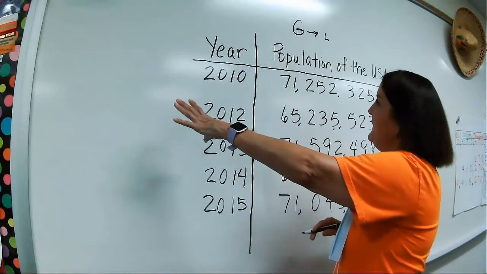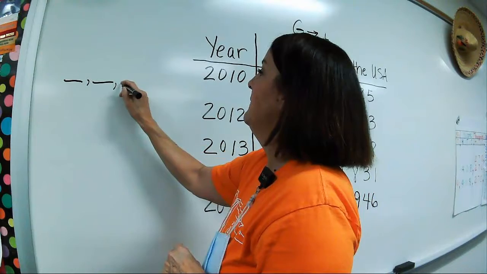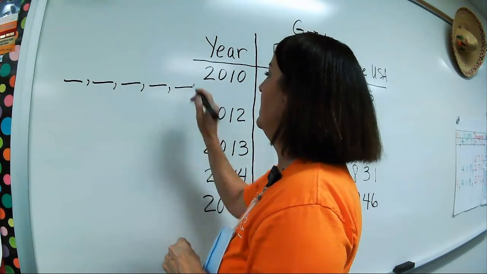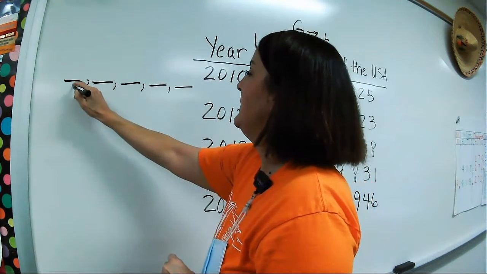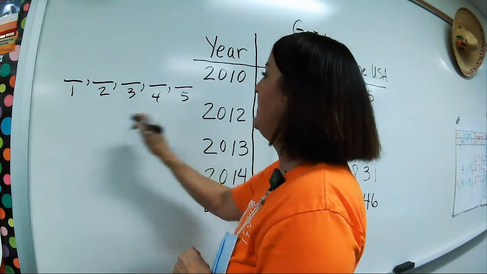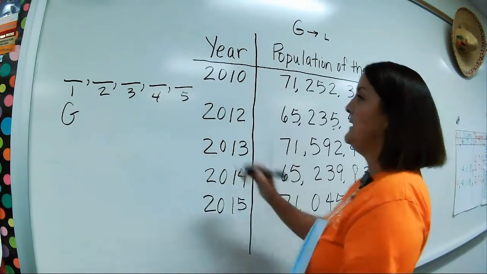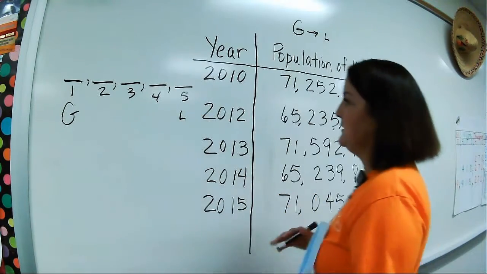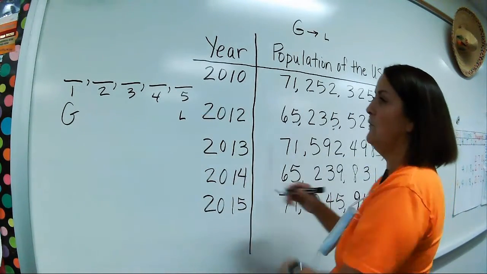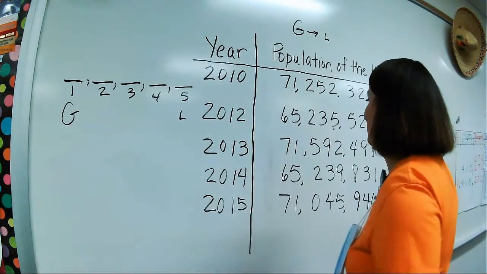So I'm going to come over here and make a little list of 5 numbers, and I'm going to label them 1, 2, 3, 4, 5. I know that the greatest number needs to be labeled number 1, and the least number I need to label number 5, and then these will be in between in order.